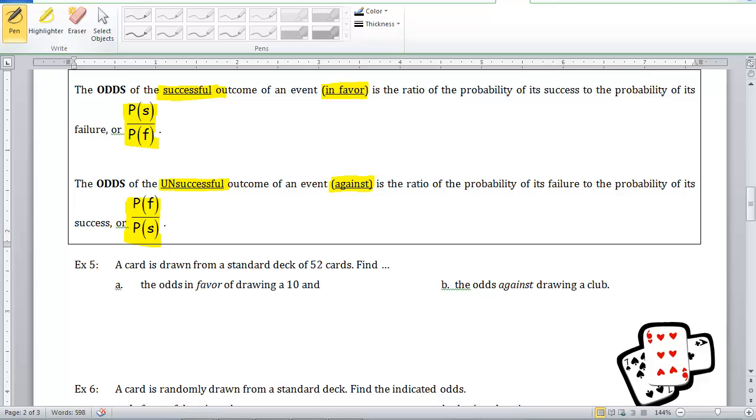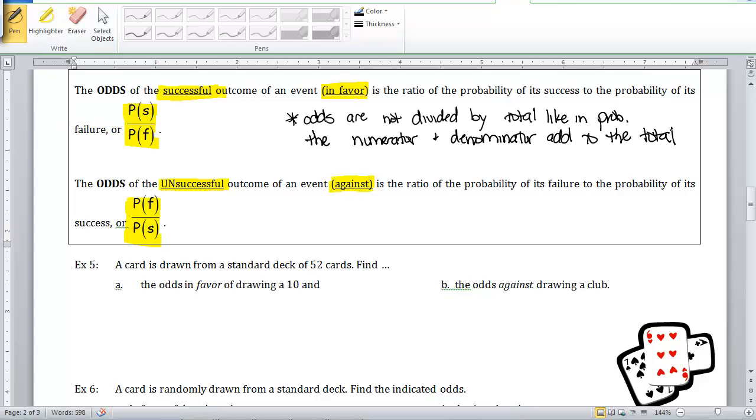The numerator and the denominator need to add to the total. Because they are going to be adding to the total, and this is not a probability, this is an odd, the value we get for an odd does not have to be between 0 and 1. Let's now look at example 5.